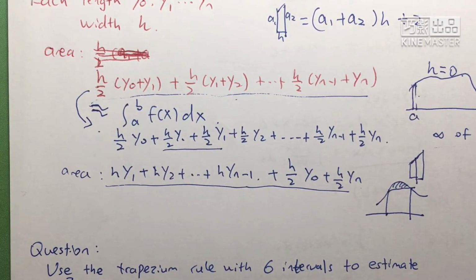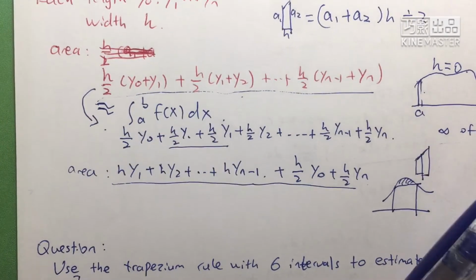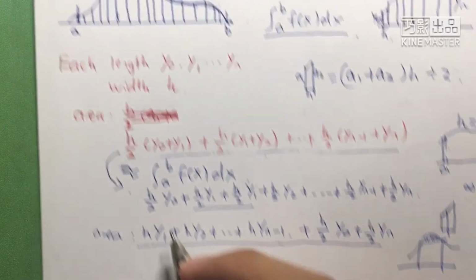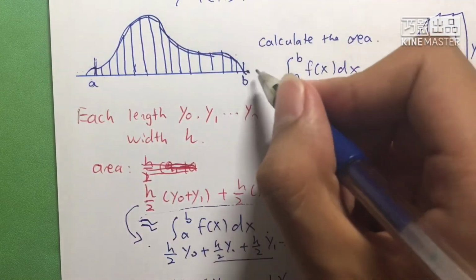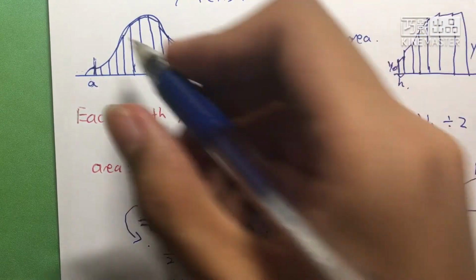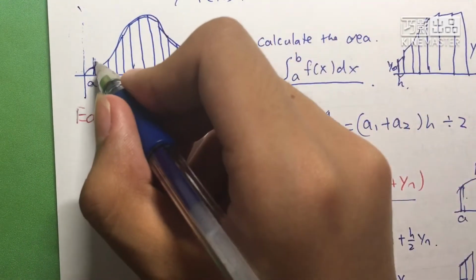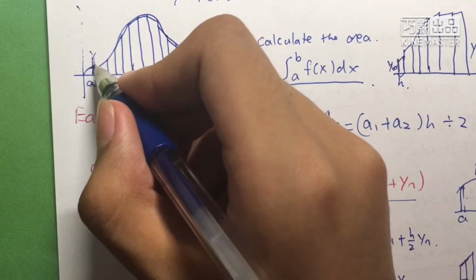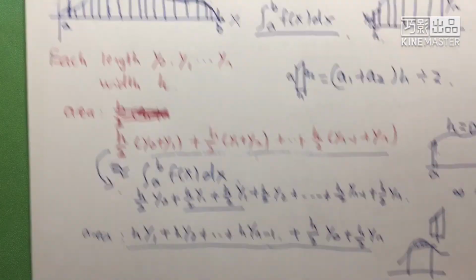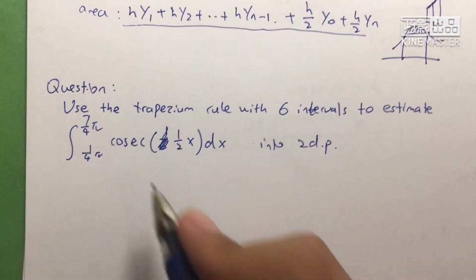Okay, so now we understand that. And for y1, it is just the value of y, because here we can assume that this is the x-axis and this is the y-axis. So here is y, the value of y. So okay, so now let's try this question.